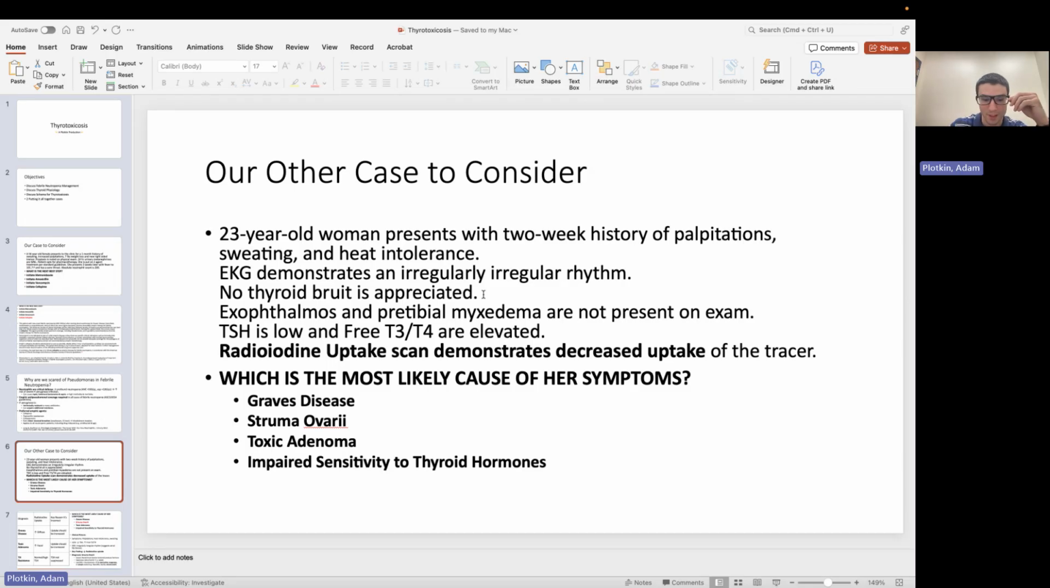Is this Graves'? Is this struma ovarii? Is it a toxic adenoma? Or does this patient have impaired sensitivity to thyroid hormones? So pause your screen and think about it, and then we'll talk.